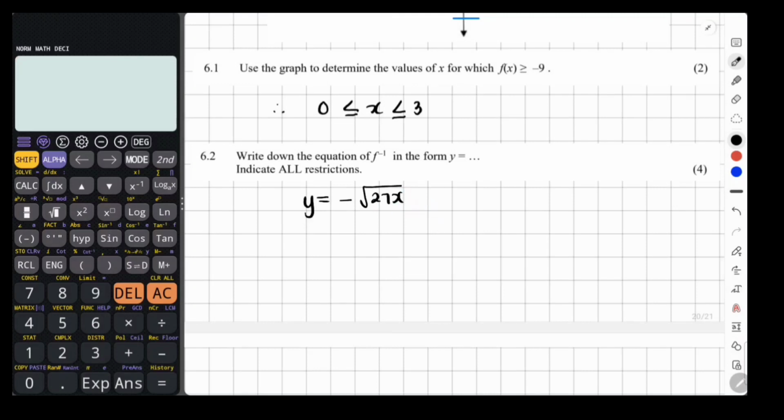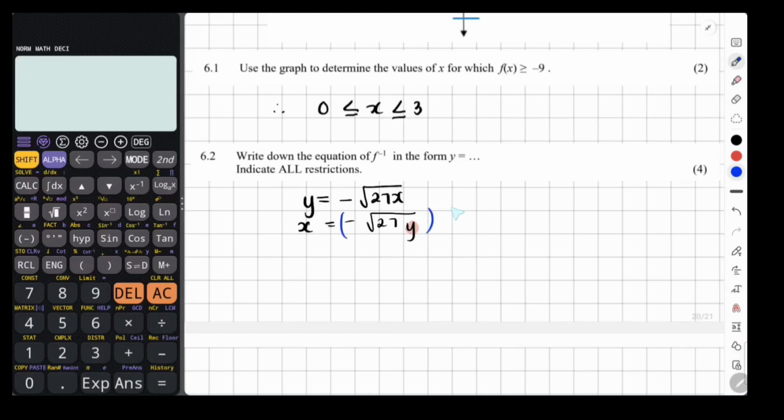-√(27x). And then to find the inverse equation, first of all, just swap x and y. So I'm going to say x instead is equal to -√(27), and in place of x, I'm going to put y. Okay, now we just have to make y the subject. So if y has to be the subject, we need to get rid of, first of all, the square root. So to get rid of the square root, we're going to square both sides.